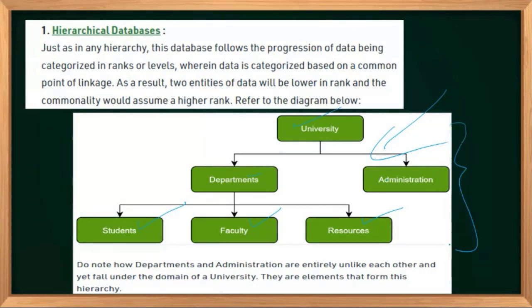This type of data storing mechanism is hierarchical. Hierarchical means the topmost authority is the university, under which consist the department and administration. Department consists of students, faculty, resources, branches, etc. This type of model is the hierarchical database model.